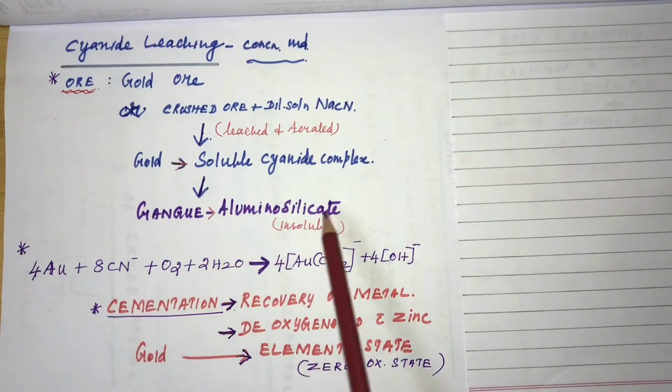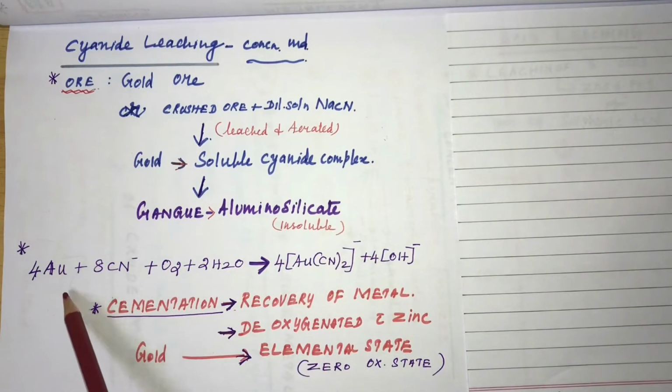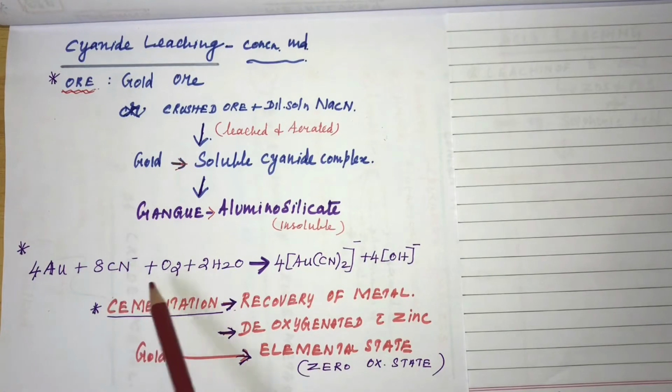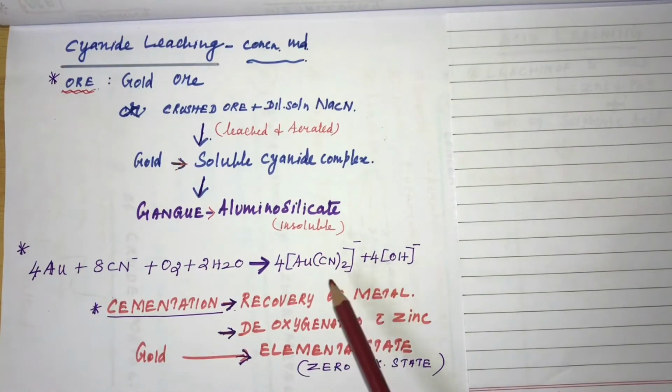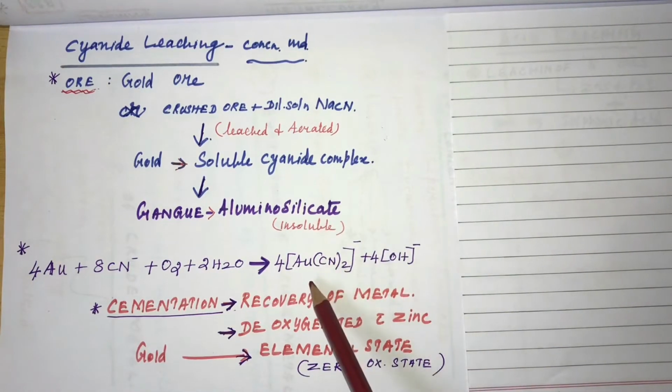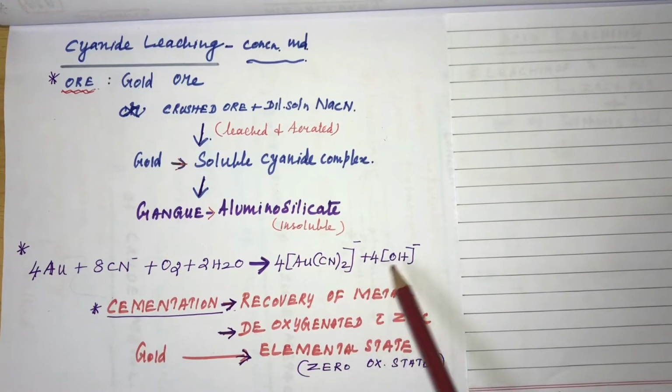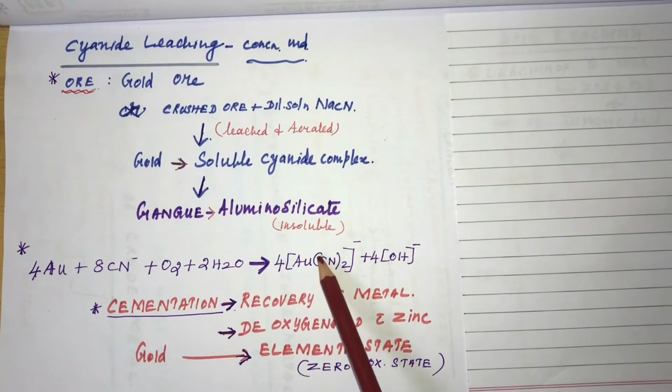The chemical equation for the above process is 4Au + 8CN⁻ + O2 + H2O. It gets aerated and forms a cyanide complex. Arrow, cyanide complex is formed, the main product complex. Now we have to separate the gold from the cyanide complex.